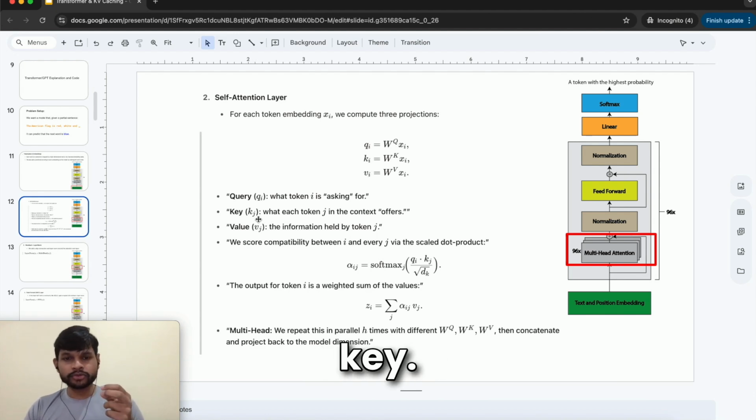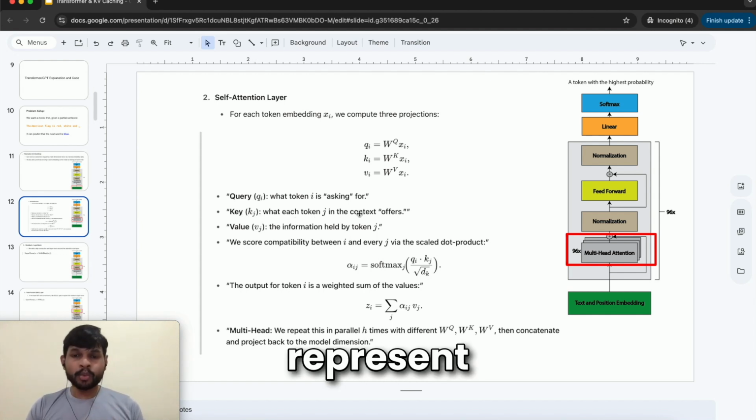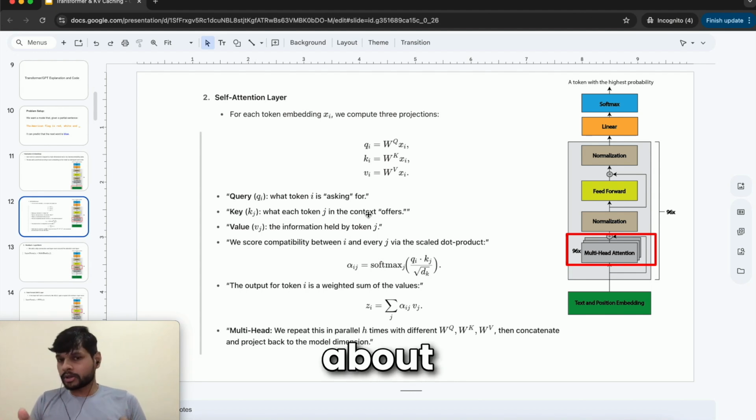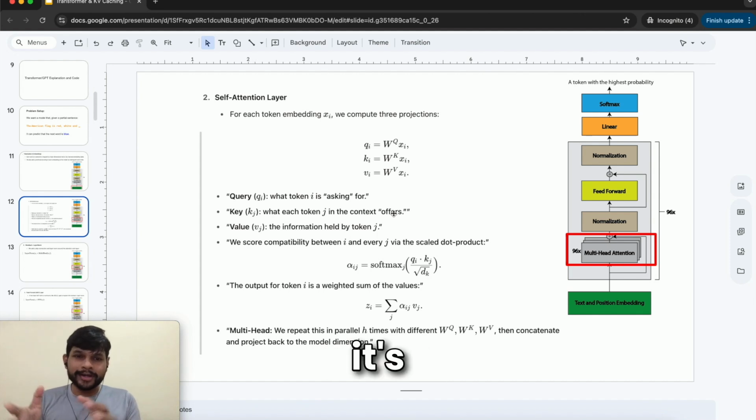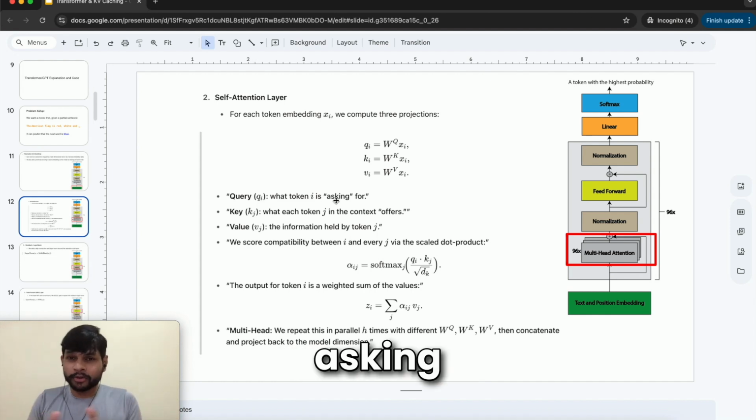So let's start with key. What is a key vector? The key vector is supposed to represent what each token is about or what each token offers. So it's more related to the token itself. Then we have the query vector, which essentially represents what the token is asking for. What is it querying for?